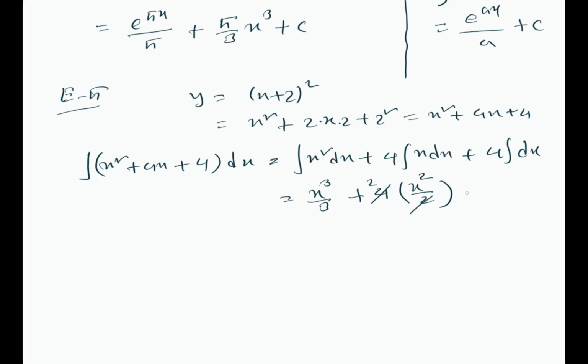Okay, 2 times x squared plus 4x, because we are integrating 4, and the integral of any constant is this constant times the variable with respect to which we are integrating. So with respect to x we are integrating, so 4x. Okay, so the final answer would be 1 over 3 x cubed plus 2x squared plus 4x.